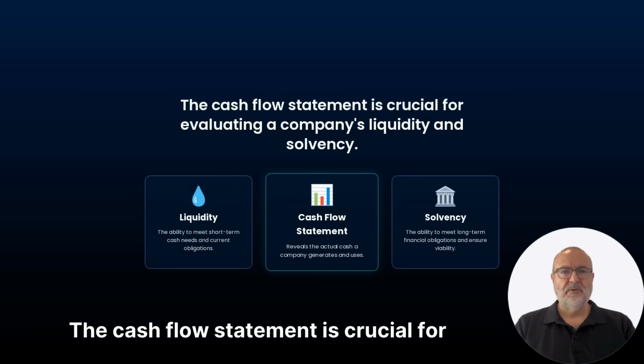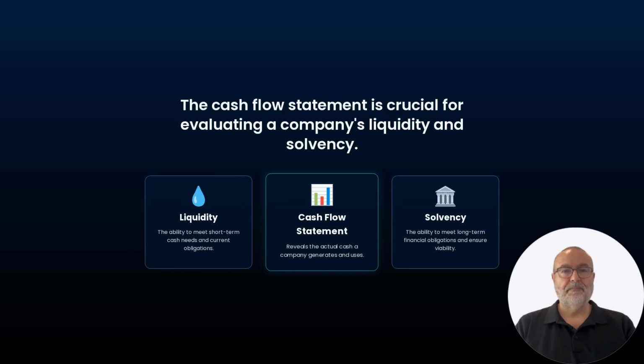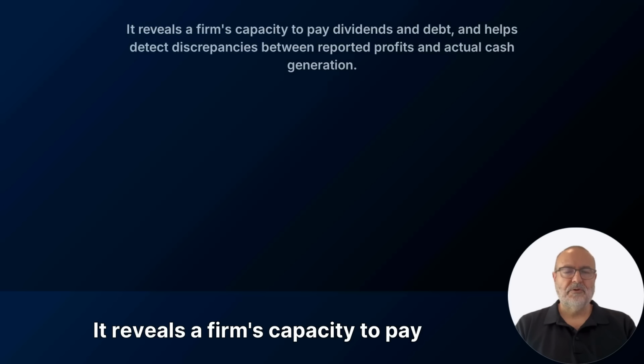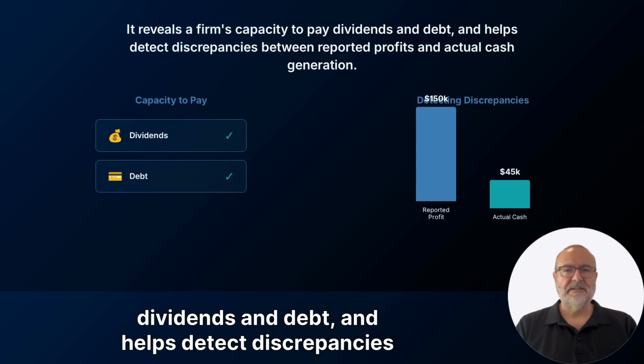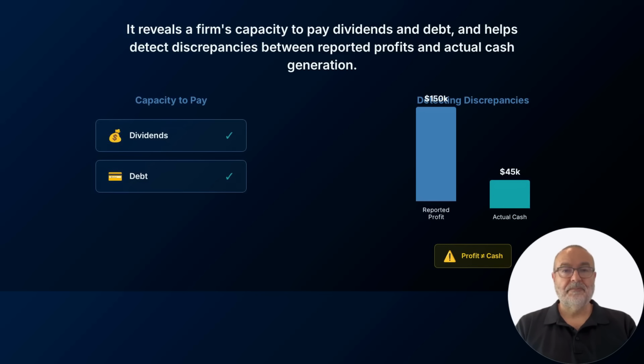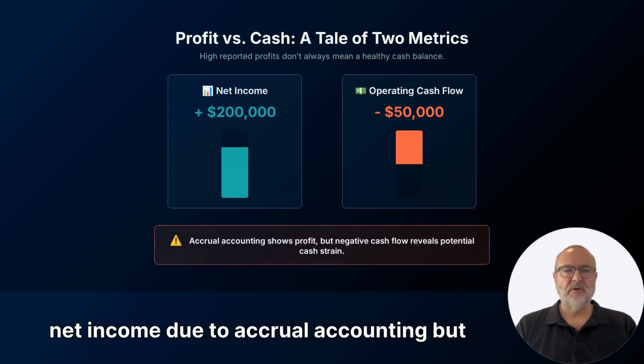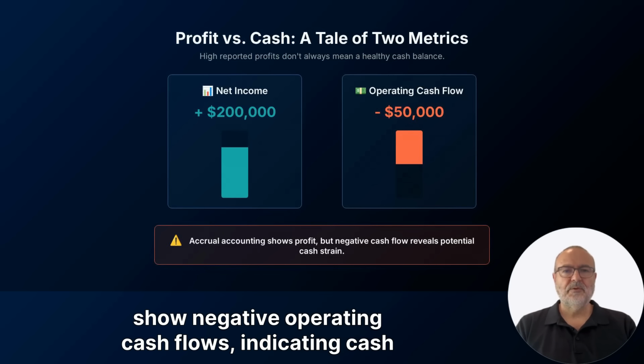The cash flow statement is crucial for evaluating a company's liquidity and solvency. It reveals a firm's capacity to pay dividends and debt, and helps detect discrepancies between reported profits and actual cash generation. For instance, a company might report high net income due to accrual accounting, but show negative operating cash flows, indicating cash strain.